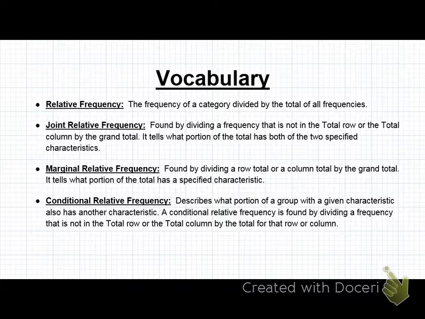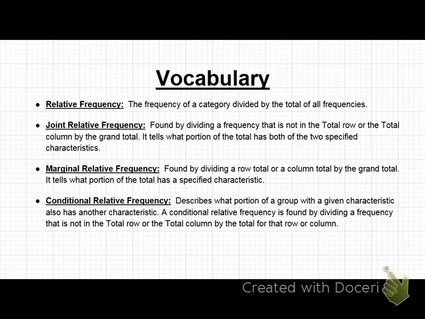Okay, good. Joint relative frequency is found by dividing a frequency that is not in the total row or the total column by the grand total. It tells what portion of the total has both of the two specified characteristics. So we talk about two characteristics. Let's say you're a girl that is a 9th grader. Raise your hand if you're a girl that's a 9th grader. 1, 2, 3, 4, 5, 6, 7, 8. So 8 out of 30. Okay, so I could get a percentage for that. 8 out of 30. Does that make sense?